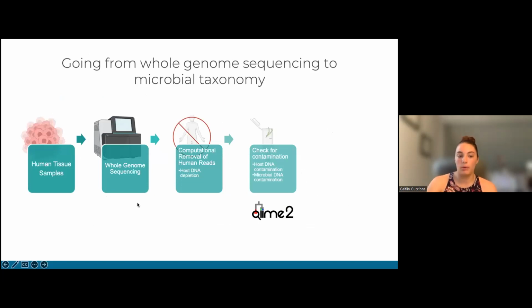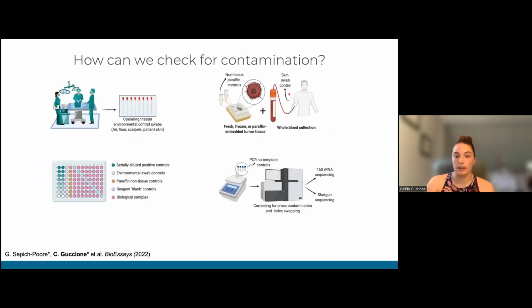So now we've gotten our tissue, someone else has sequenced it for us. We've taken it and run this computational removal of human reads. The next step is we need to check for contamination because we didn't run this data, so we need to make sure that nothing slipped through. If we were running this data ourselves, these are a few things that we would do to check for contamination.